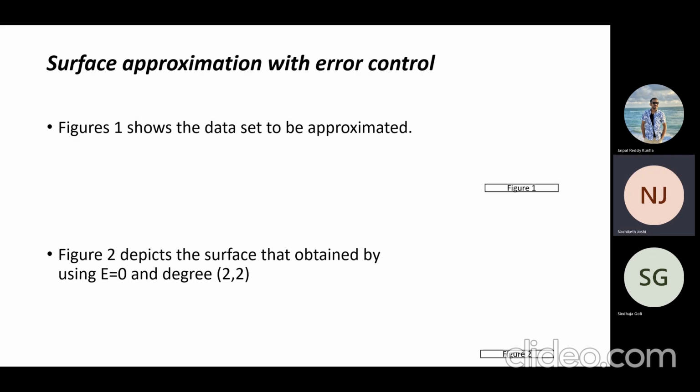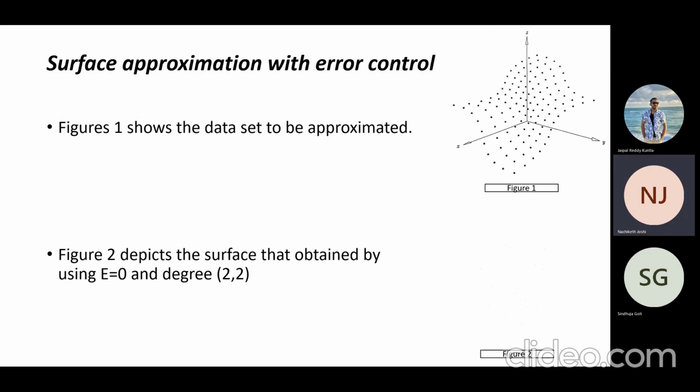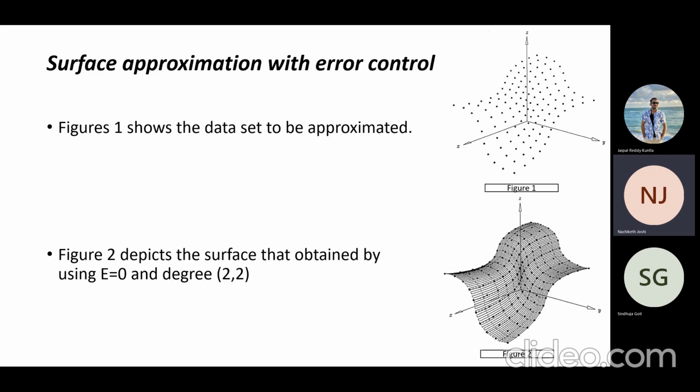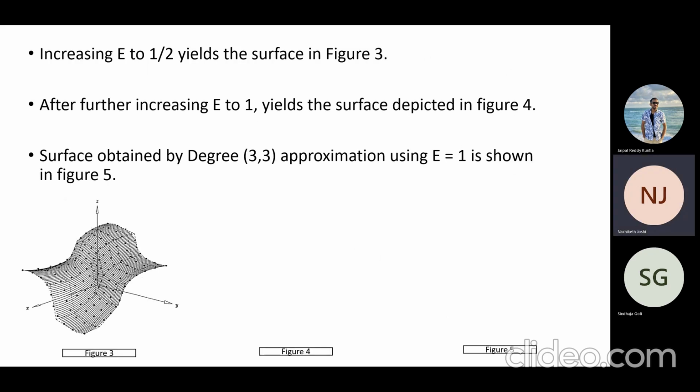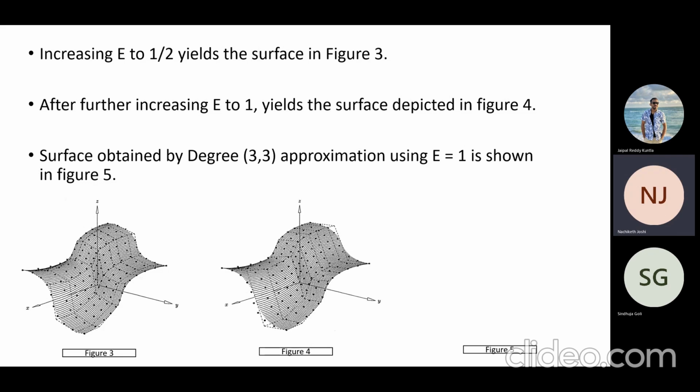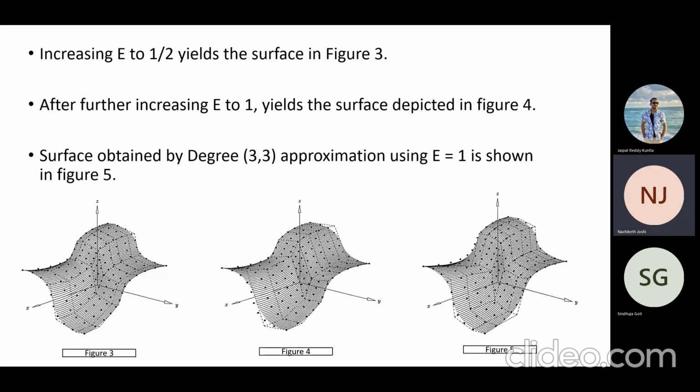Surface approximation with error. Figure 1 shows the data set to be approximated. Figure 2 depicts the surface that is obtained by using e equal to 0 and degree 2, 2. Increasing e to 1/2 yields the surface in figure 3. Further increasing e to 1 yields the surface depicted in figure 4. The surface obtained by degree 3, 3 approximation using e equal to 1 is shown in figure 5. As you can see, there is slight loss in detail when comparing the first image and the last image.